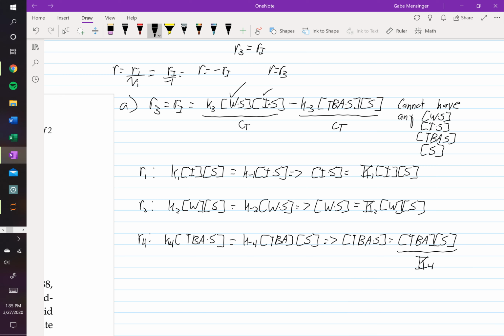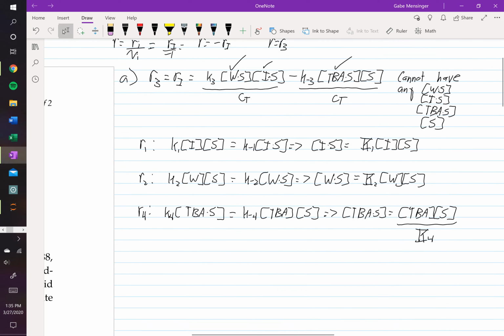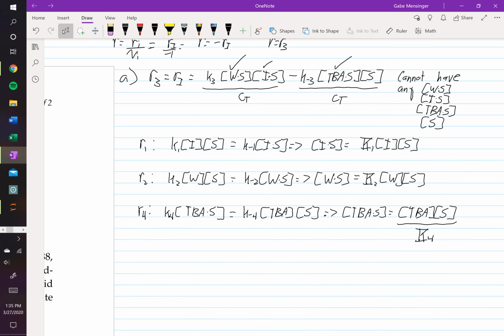All right, so that takes care of that. But we are still missing an expression for S, and S is going to come in with our total site balance, CT. So CT is just the sum of all either occupied or empty sites. So we have our empty sites in S, sites occupied by I dot S, sites occupied by W, and sites occupied by the TBA.